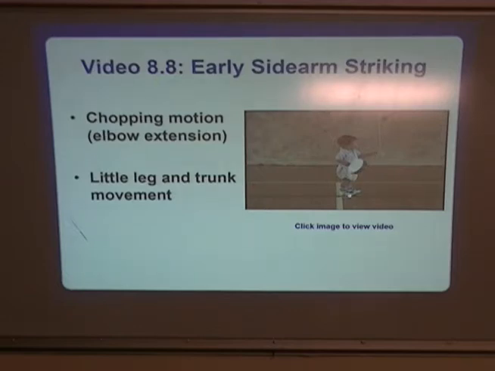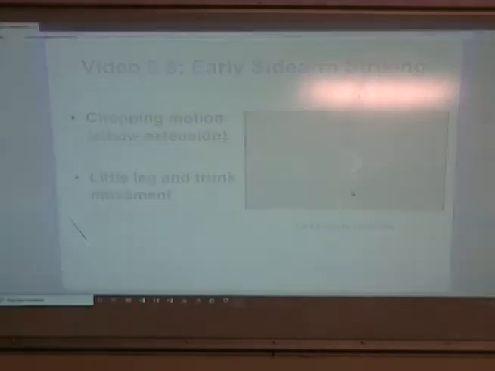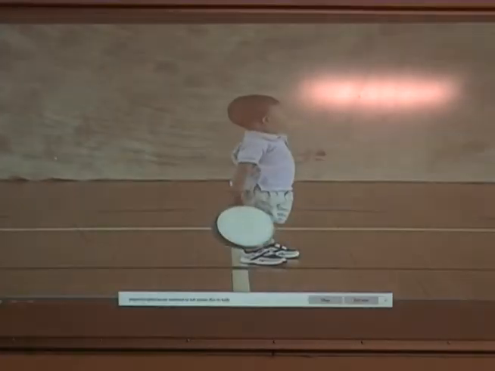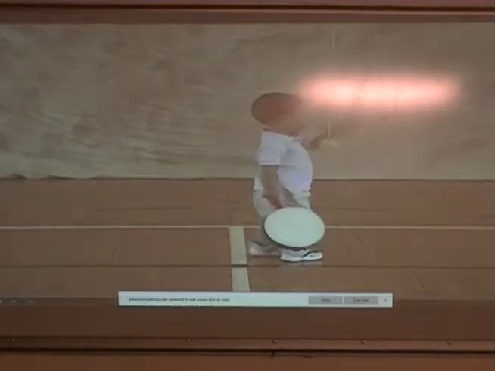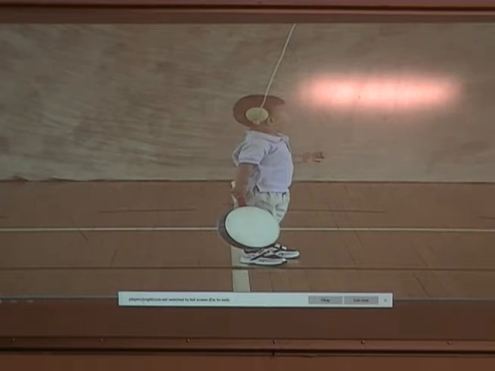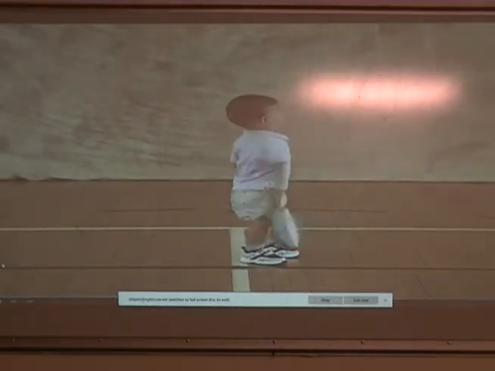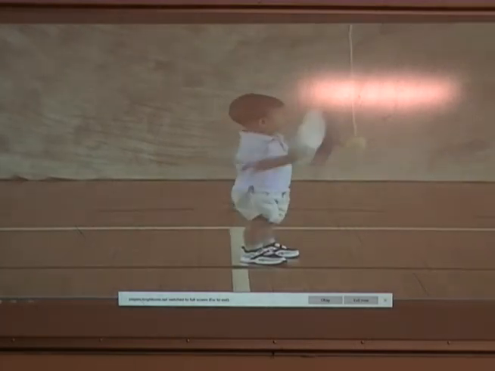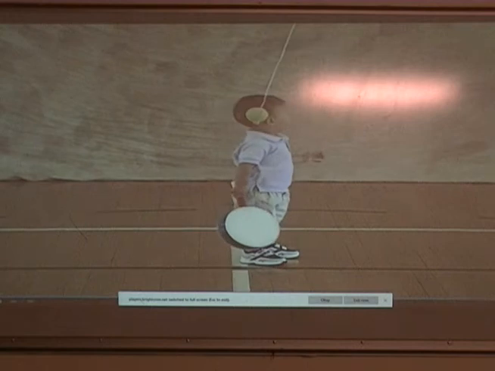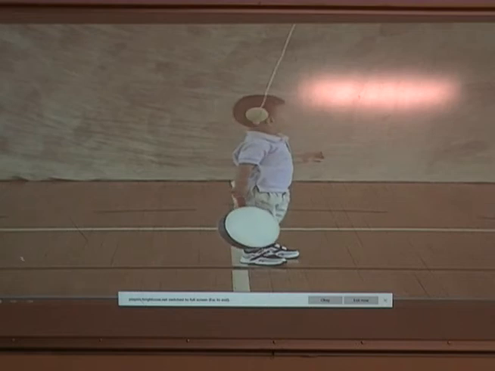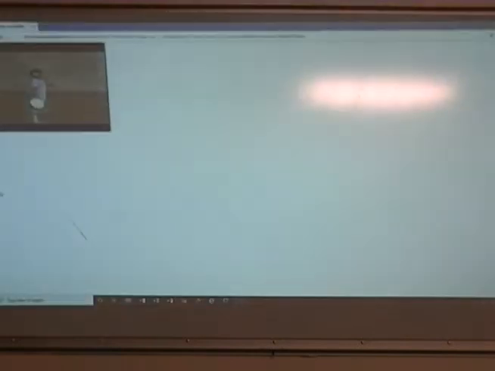So let's have a look at what this is going to look like, this early stage of striking. There we go. So it looks very much like our early throwing. Can you see that? Does that make sense? Looks like he's enjoying it though, which is the key.